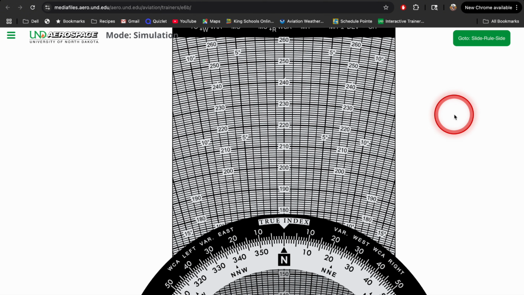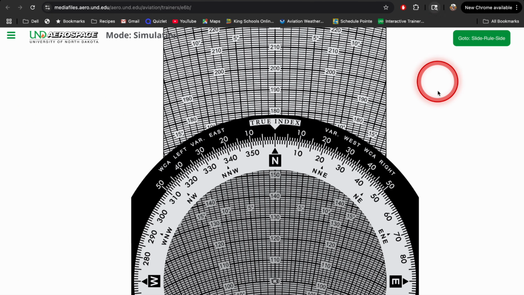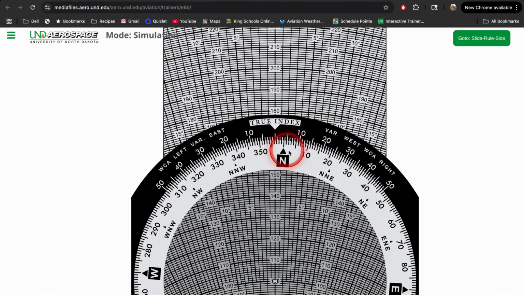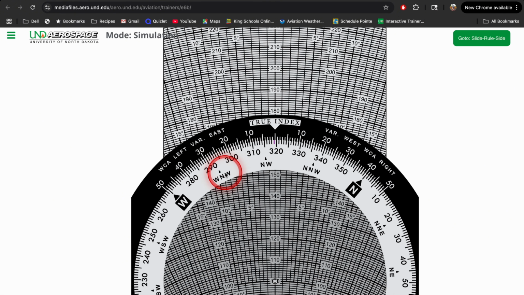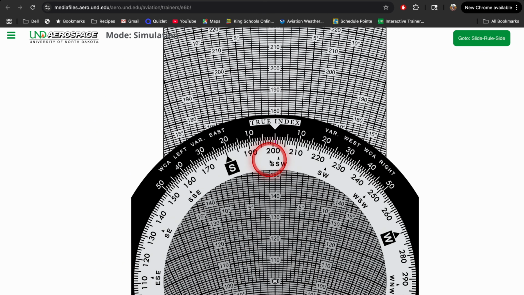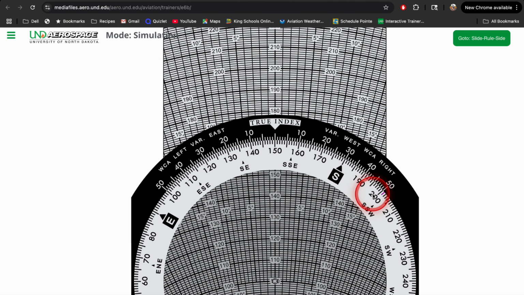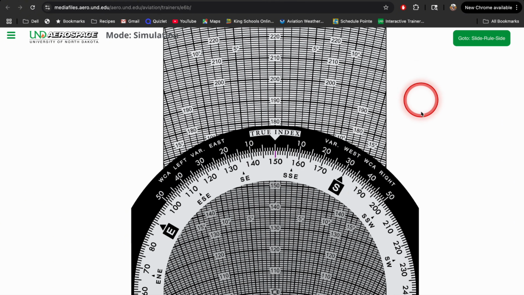If you look at the top, step number 1, set the wind direction under true index. We already know the wind direction from our example. It said 150. So you rotate this dial until you get 150 under this white triangle, or true index. So there's 170, 160, and 150. That's the direction the wind is coming from.